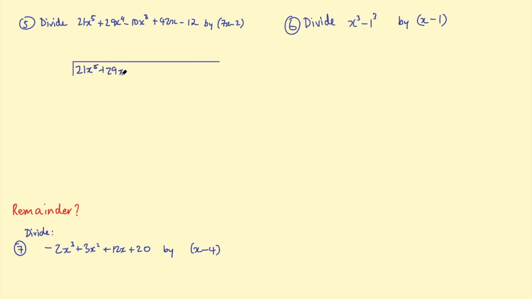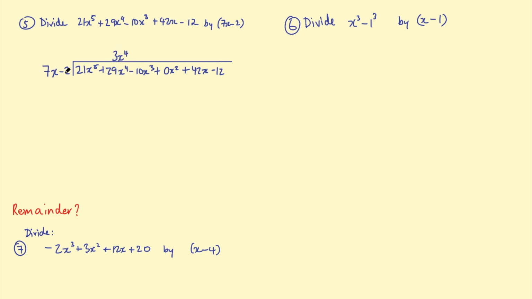Okay, so write out your dividend, and I've actually forgotten something in my dividend. Can you spot what that is? That's right, I'm missing an x squared term, so I actually need to add that placeholder in. Okay, so 0x squared plus 42x take 12. I'm sure you caught that. Okay, the first step is to divide the first term in the dividend by the first term in the divisor. So 21x to the power 5 divided by 7x is 3x to the power 4.